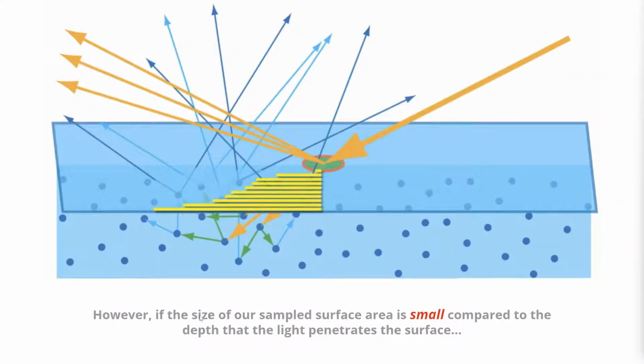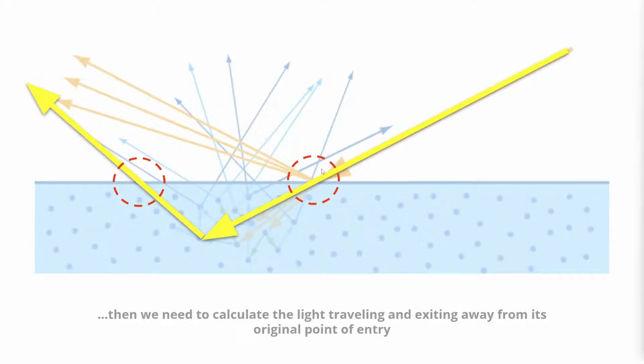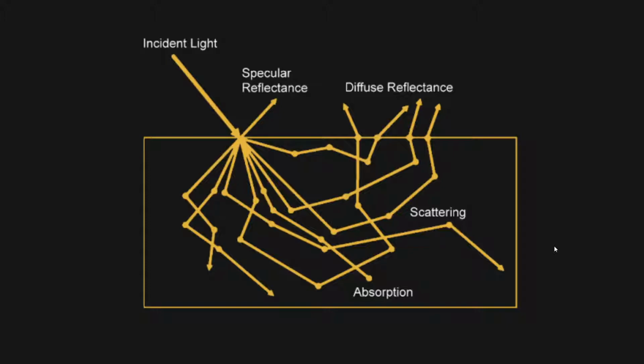However, if the size of our sampled surface is small compared to the distances that light travels or scatters underneath the surface, so here's that entry point, and here's where light might exit, which is a pretty big distance, and the area we're worrying about is small compared to that, then we need to calculate how that light is actually traveling underneath the surface and exiting away from the original point of entry. So we need to start worrying about more complex subsurface calculations. Here we can see that light enters at one location and exits at another location that can be pretty significantly far away from each other.